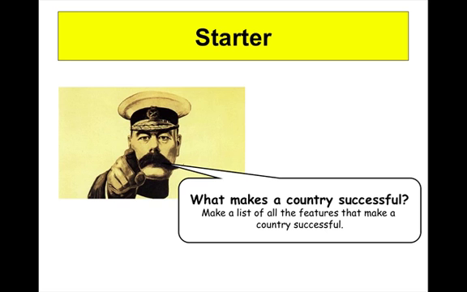Then we follow that up with what makes a country successful. Make a list of all the features that make a country successful. So we'll try and tease out from the students what they consider to be the important factors in what makes a country successful. And then we'll see if that basically applies to Britain during the 18th and 19th centuries.